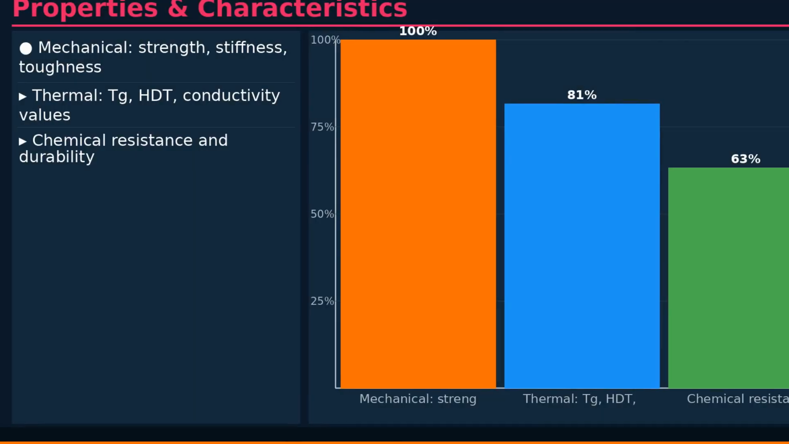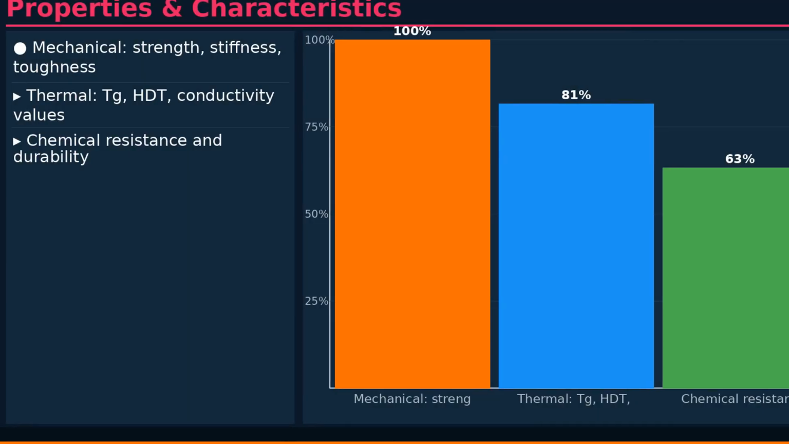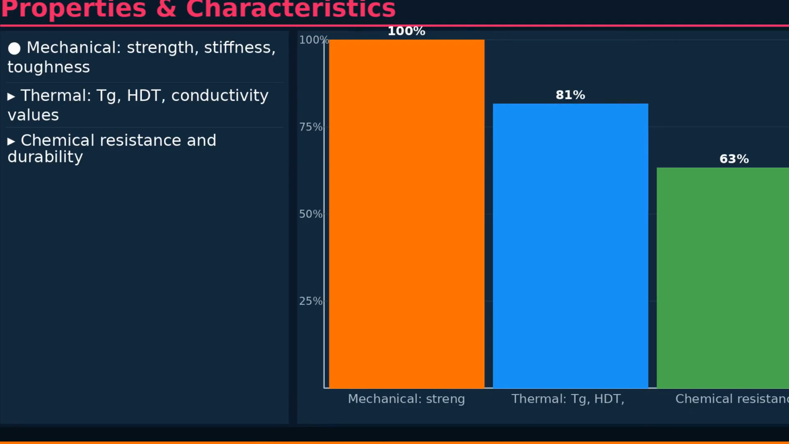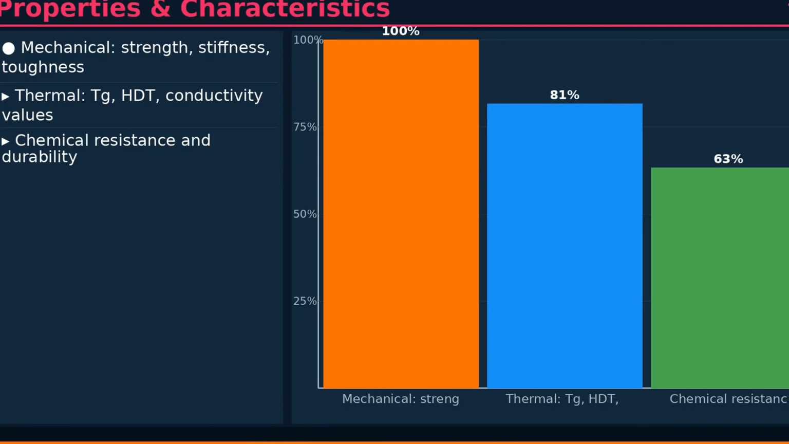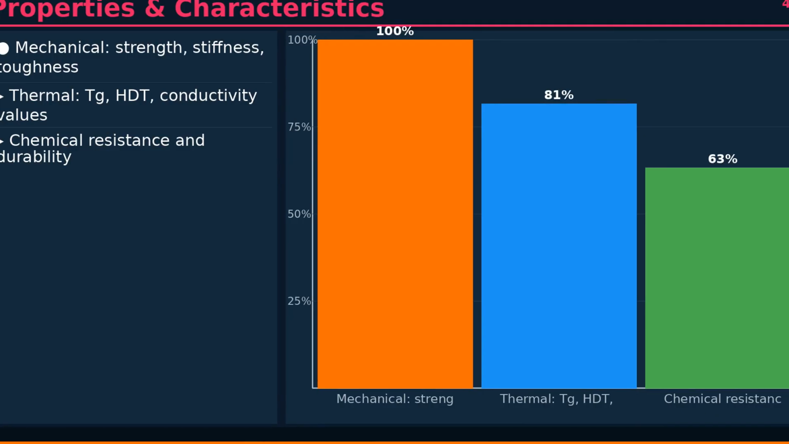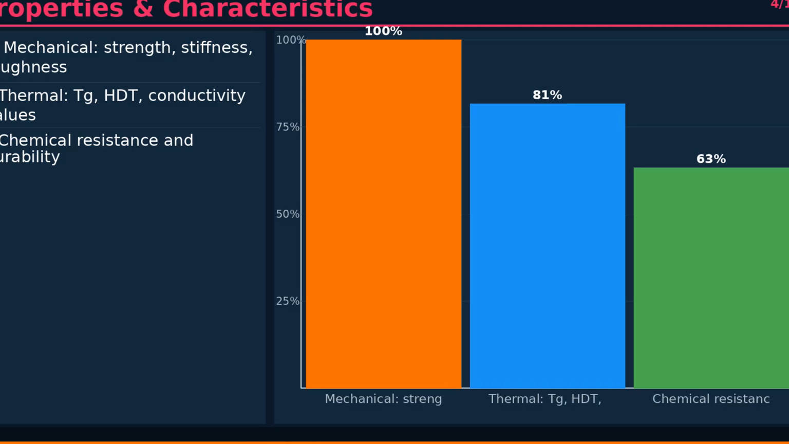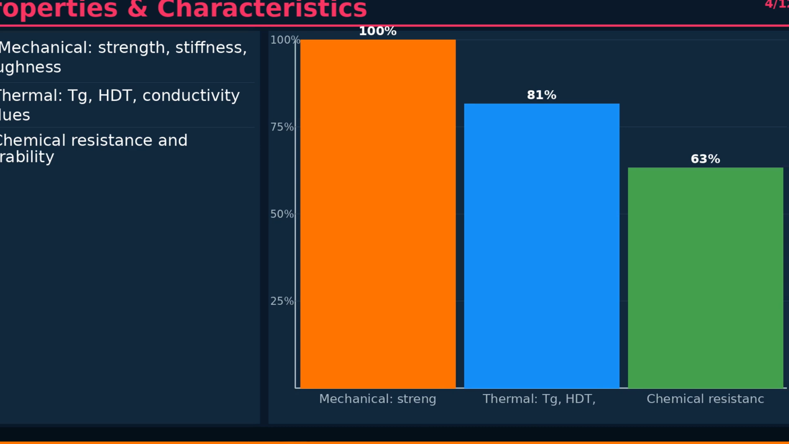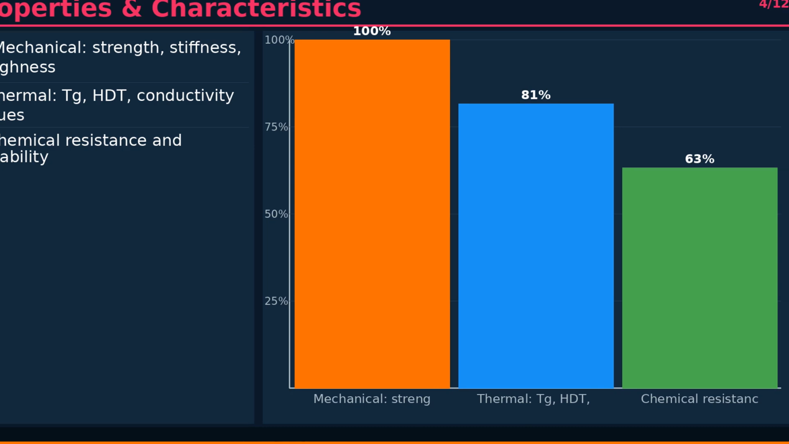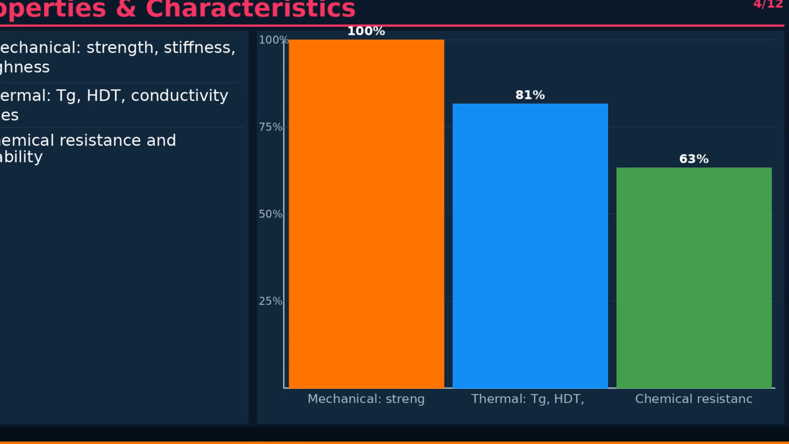The properties of Introduction to Polymers and their classification span mechanical, thermal, and chemical domains. Tensile strength, heat deflection temperature, and chemical resistance are the most important parameters. These values directly determine service life and product quality.